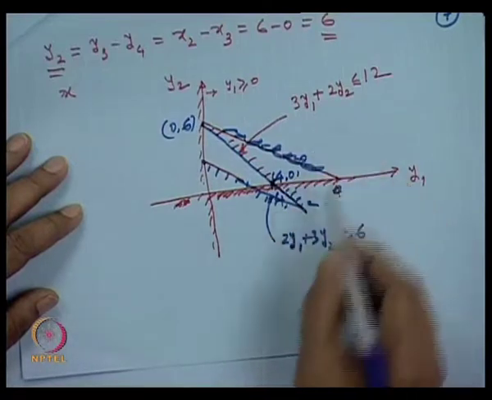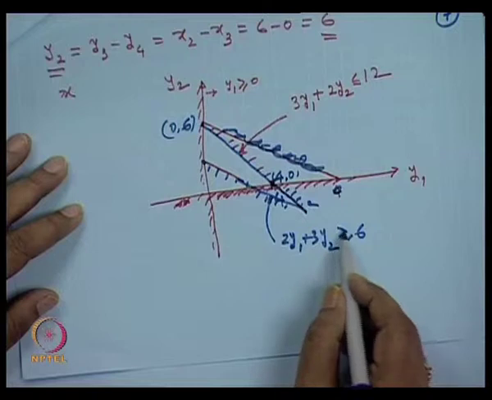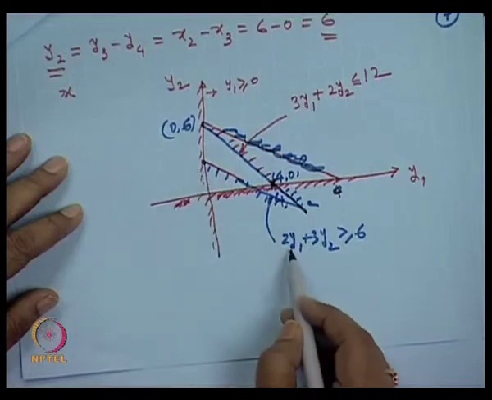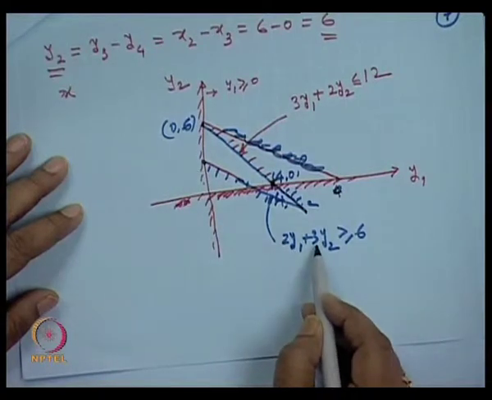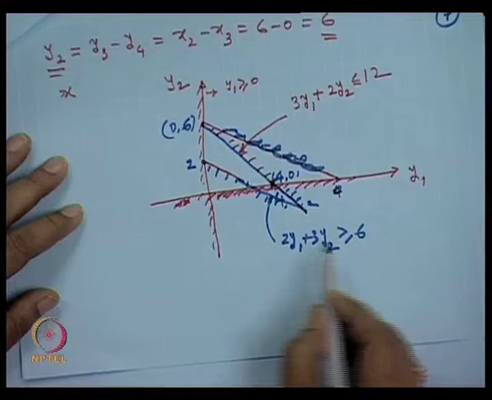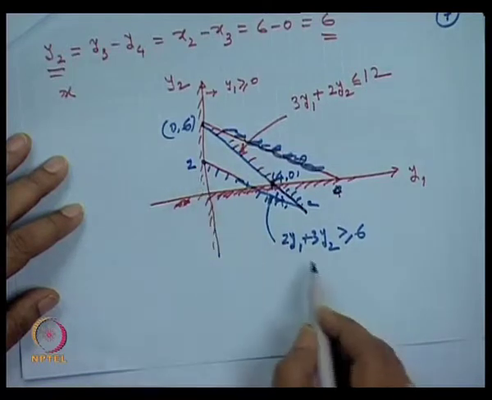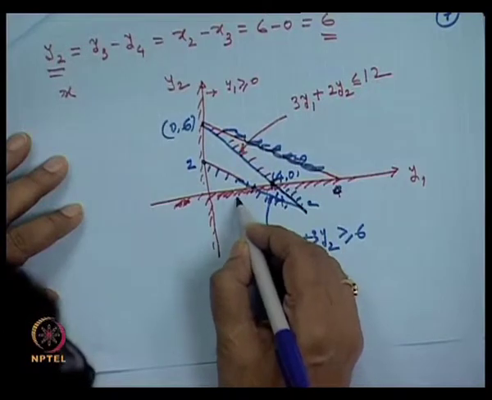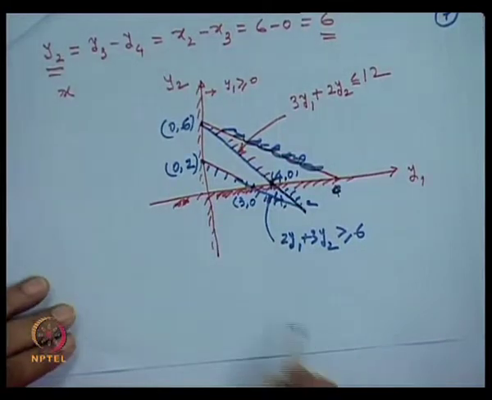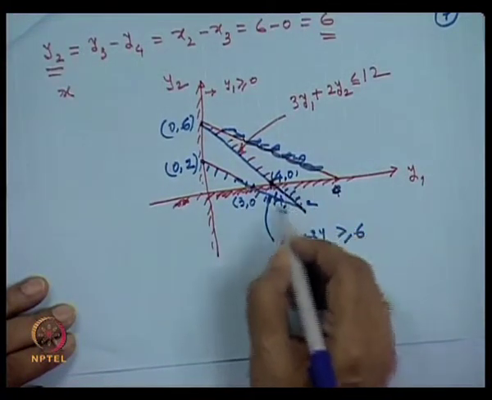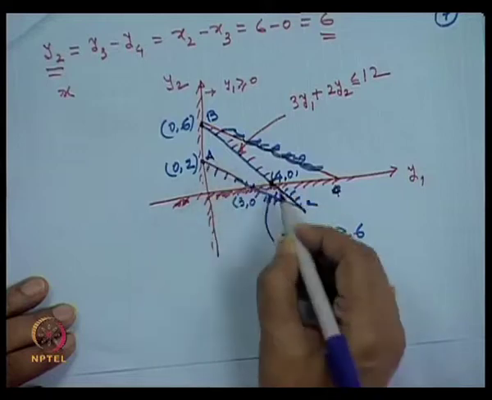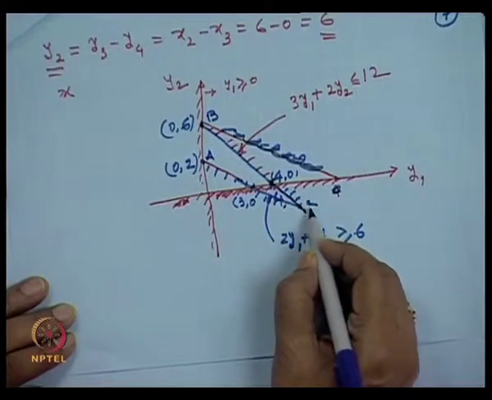Agree? Then another constraint is 2 y 1 plus 3 y 2 is greater than or equal to 6, from our original problem. To draw this straight line, putting y 1 is 0, we get y 2 equal to 2. So, this value is 2. Then when y 2 value is 0, where it cuts the x axis is equal to 3. So, this coordinate is 3, 0, and this coordinate is 0, 2. Let us call this point B, this is point A, and the intersection of the two straight lines is C.